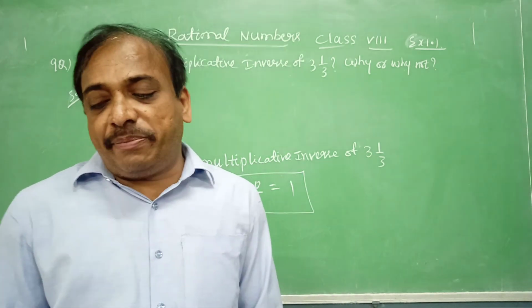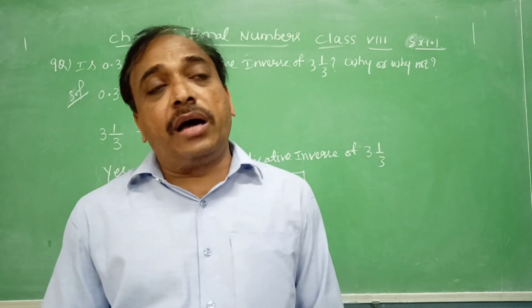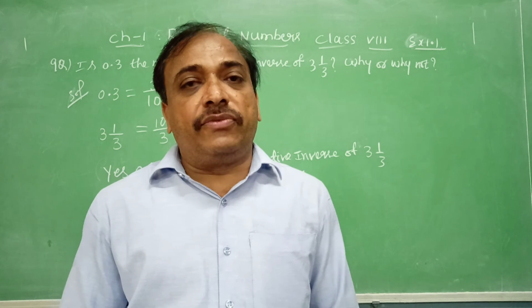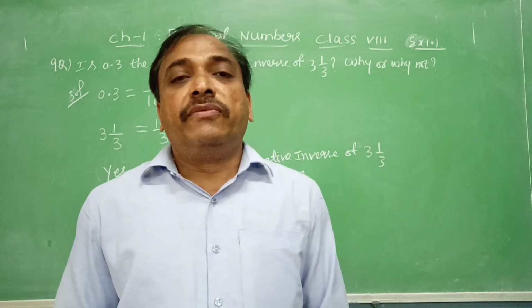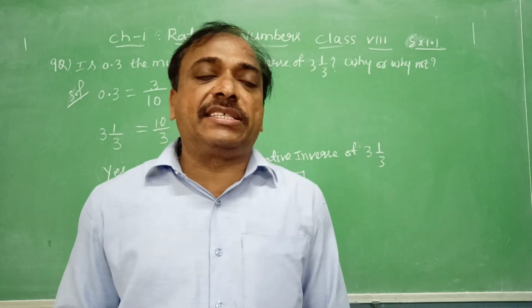Next, is 8 by 9 the multiplicative inverse of minus 1 by 8? Why or why not? So convert 8 by 9 and minus 1 by 8 into improper fraction, which is minus 9 by 8, but here we have 8 by 9, so it's not.